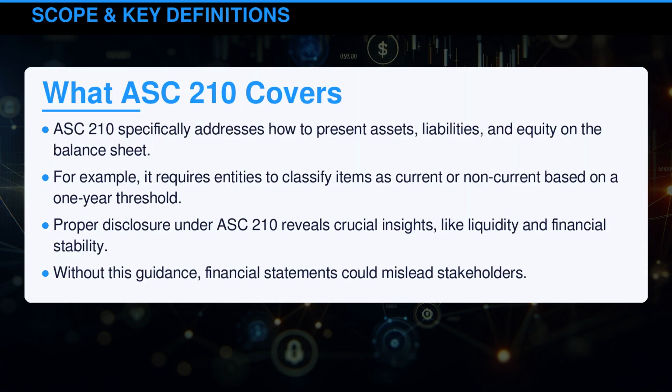ASC 210 specifically addresses how to present assets, liabilities, and equity on the balance sheet. For example, it requires entities to classify items as current or non-current based on a one-year threshold. Proper disclosure under ASC 210 reveals crucial insights like liquidity and financial stability. Without this guidance, financial statements could mislead stakeholders.